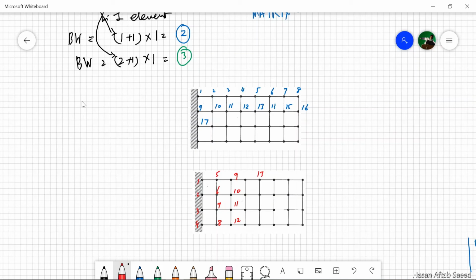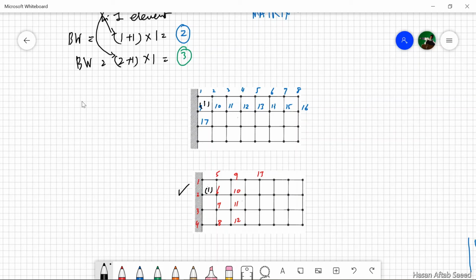The bandwidth, physically also, is dependent on the maximum difference between the node numbers in any one element. So that difference has to be as small as possible for you to get a smaller bandwidth. So in this case, obviously, this is the correct one, because let's call this element 1. For element 1, in the first case, the element is associated with nodes 1, 2, 9 and 10.